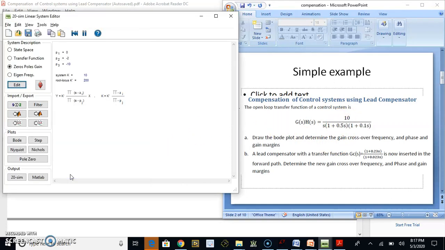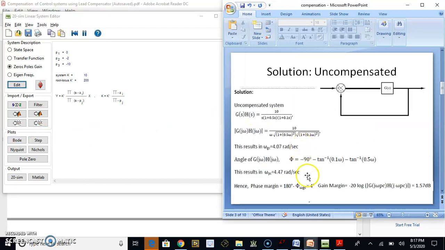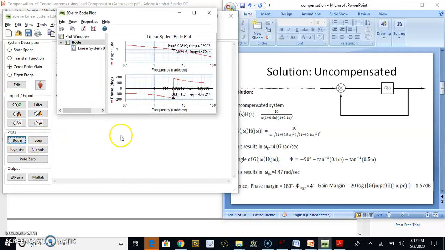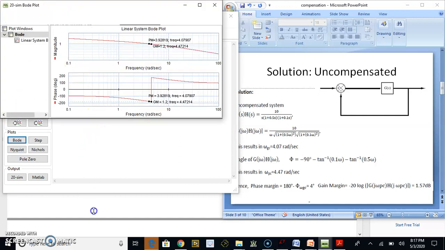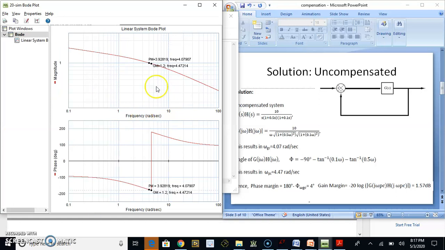If I apply this and look at the Bode plot, we are supposed to get a phase margin of 4 degrees, a gain margin of 1.57 dB, and the corresponding omega GC and omega PC. If you can see, the phase margin is 3.92 degrees, which is approximately 4 degrees. The corresponding omega GC is 4.07.